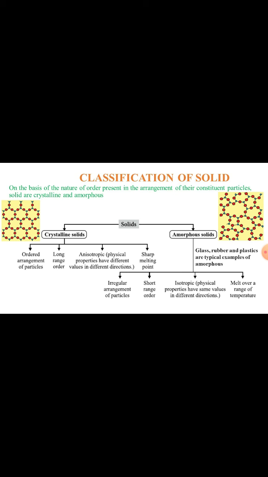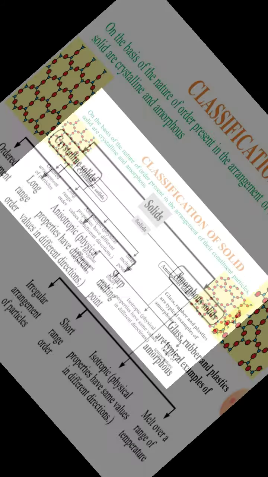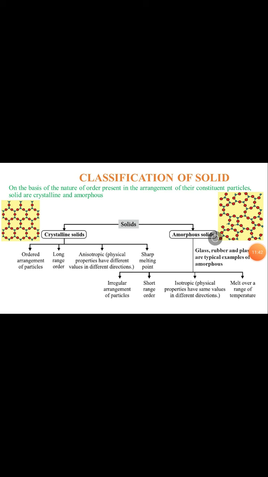Some common examples of amorphous solids are given below under the heading amorphous solid. Glass, rubber, plastics are the typical examples of amorphous solids. Some more examples you can add: wax, charcoal, coke. These are also examples of amorphous solids. Amorphous solids are also known as pseudo solids or super cooled liquids.